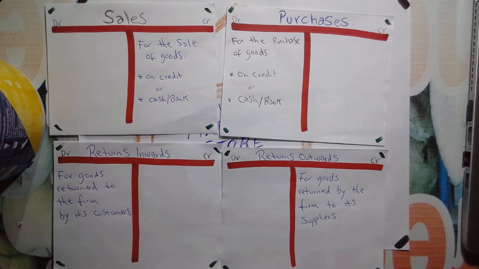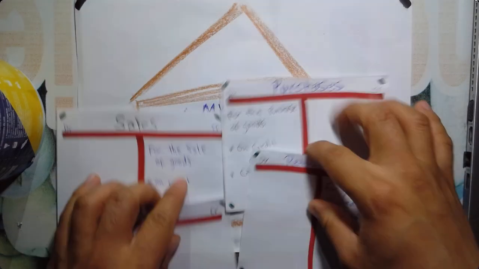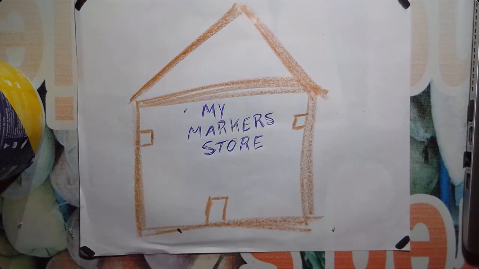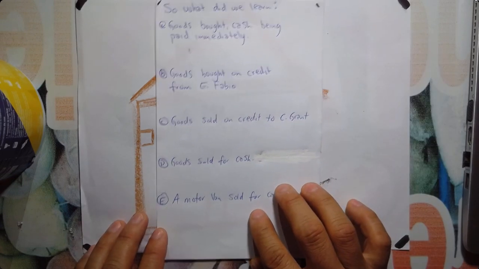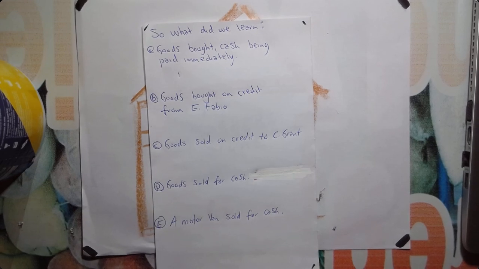Now, to be able to determine if you understand, I have a few transactions that I would like us to analyze. I want you to pause the video for a few seconds, look at the transactions, determine what you would debit and what you would credit, and then go over with me transaction by transaction. So pause the video, figure out what you will debit and what you will credit, and then you continue.